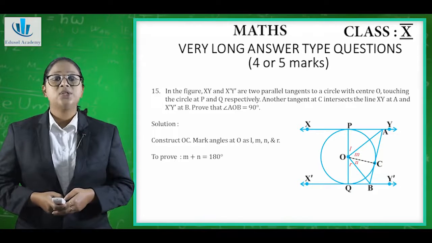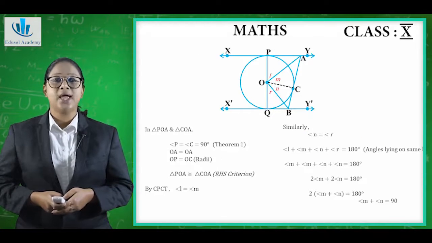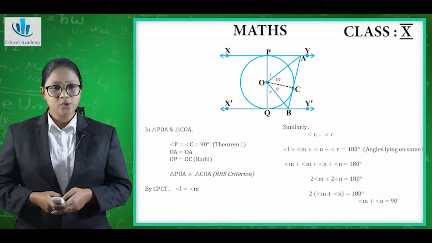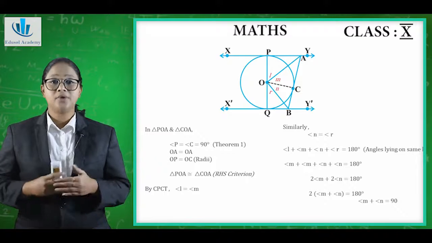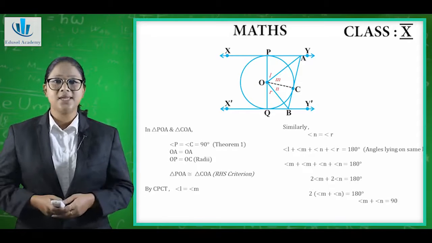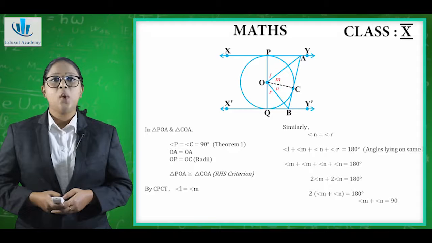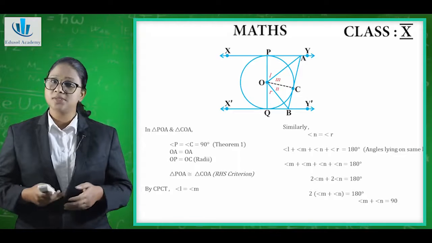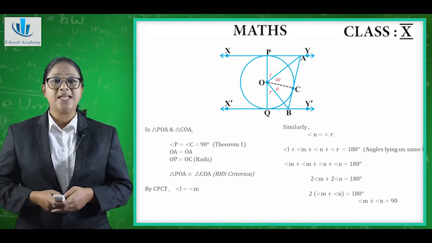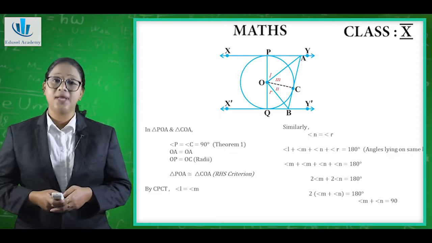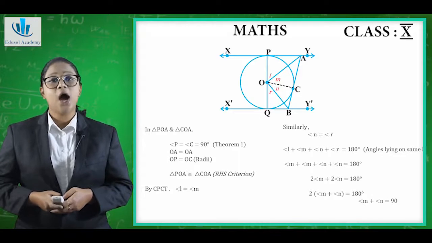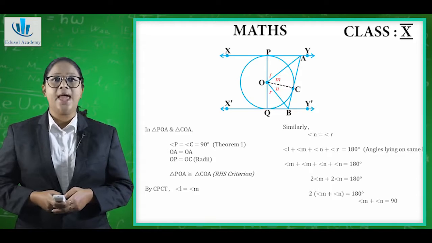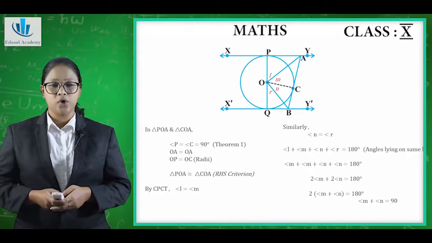Now let's take triangle POA and triangle COA. In those two triangles, angle P and angle C are 90 degree each because they are the angles made by the radius to the tangent. So they are 90 degree by theorem 1. Now OA is a common side, so there is a common side, and OP and OC are equal because they are the radii. So using RHS criterion, we can say that triangle POA and triangle COA are congruent.